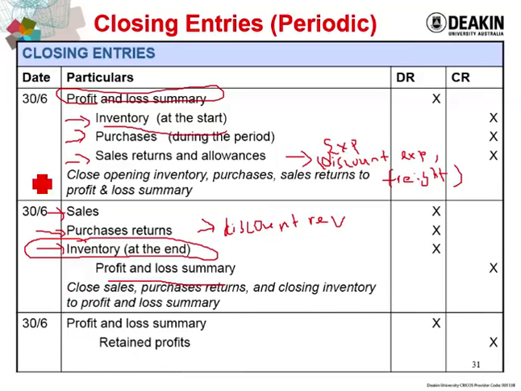So you take the difference between the first part and the second part. If your income is greater than expense, you will have net profit. If you have net profit, you have to close it to retained profit accounts. So you debit P&L summary and credit retained profits if you have net profit.